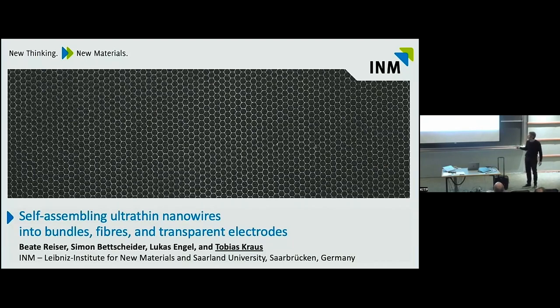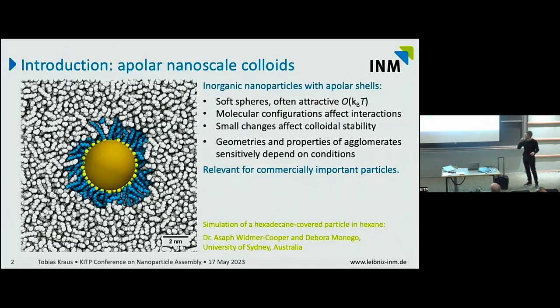I'd like to talk a bit about assembly that we do in Germany. I come from INM, which is a research institute for material science in the very west of Germany, exactly at the French border. I'm a professor of physical chemistry at the Saarland University, and we are a non-university research institute on the same campus. My group has been interested for many years in non-polar dispersions, and this is a prototypical one. The picture is from Asaf Cooper, who did many simulations together with our experimental work.